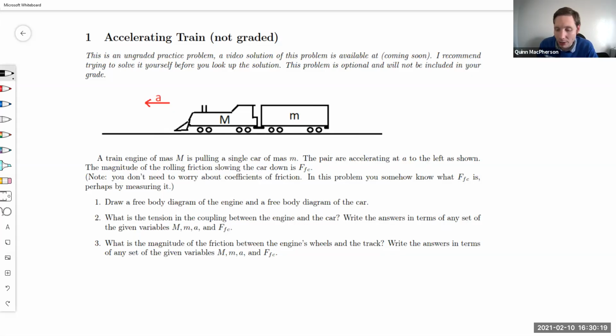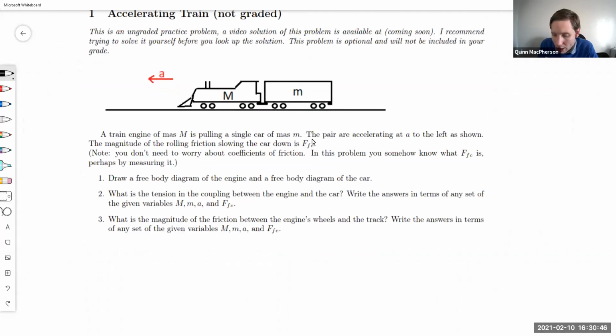Hello, in this video I'm going to show how to solve this problem involving an accelerating train with a single train car. So we have a train engine, mass big M, train car, mass little m. They're connected together by a coupling, and they're accelerating to the left, the direction the train engine is pointing. And we're going to solve a number of things about this. Okay, so I guess we're also told that there is a friction force, force friction car, FFC, slowing the car down.